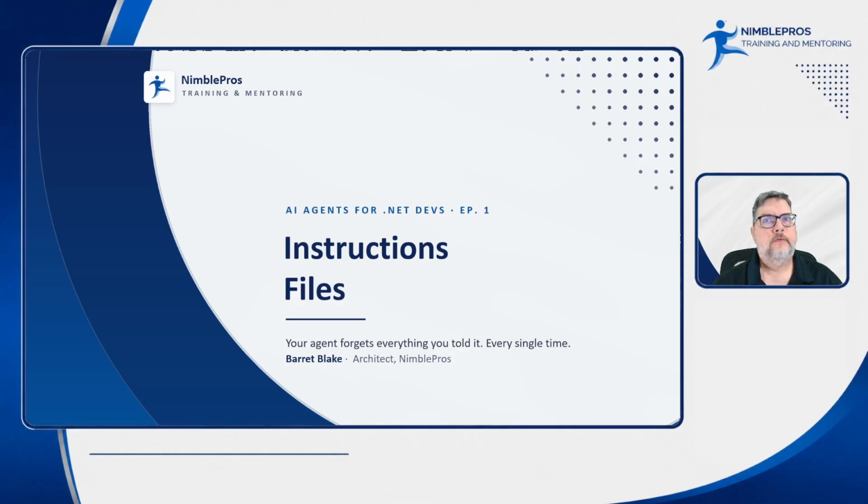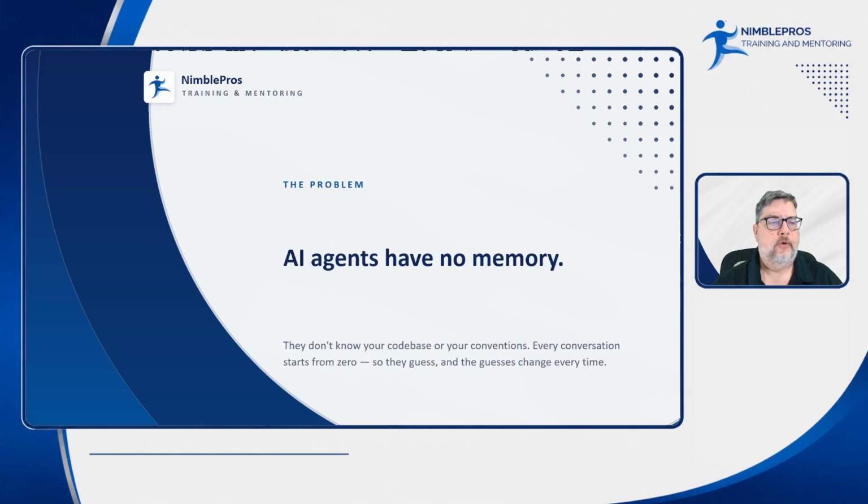So here's where we get to the root of it. AI agents have no memory. They don't know your code base. They don't know conventions. They don't know what it is that you went through with them the last time that you used the AI agent. Every time that you start a new conversation with an AI agent, it has no memory of any of the conversations that came before it.